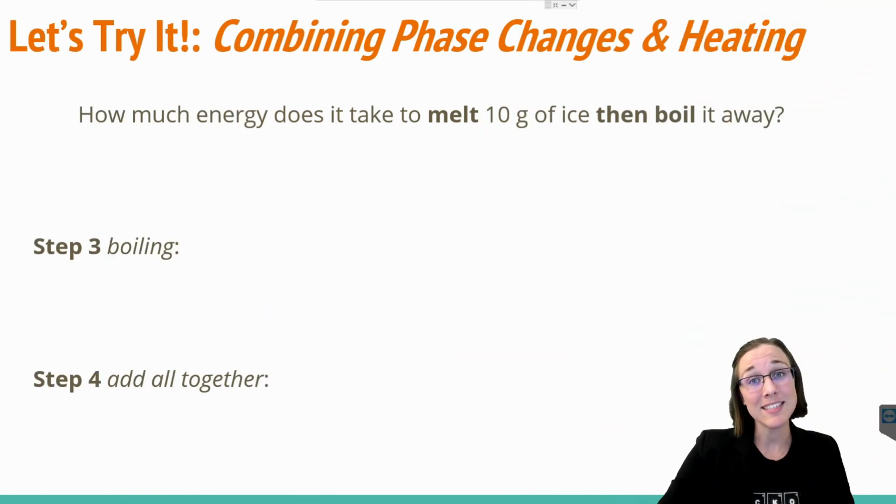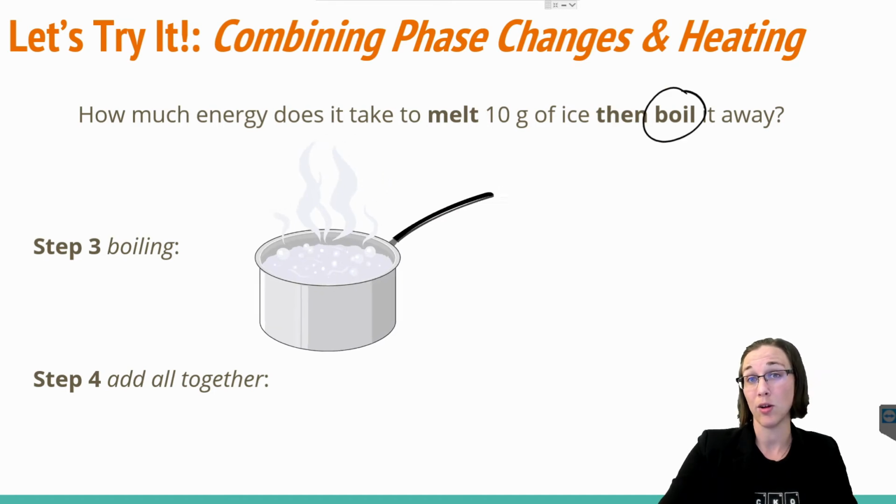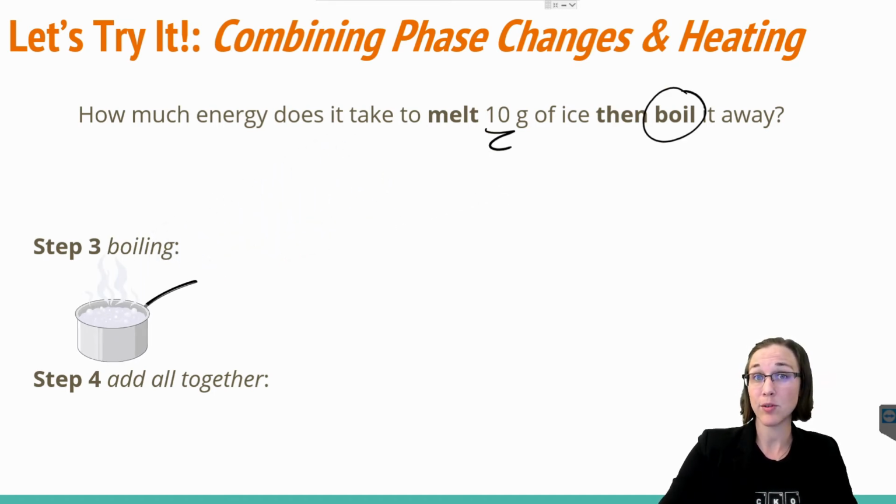And now the last step is boiling away the water. We've melted it, we've heated it all the way up to 100 degrees Celsius, and now we want to boil it all away. Well, we still have 10 grams of water. It's in a different state, but there's still 10 grams of it. So that's what we're going to start with.